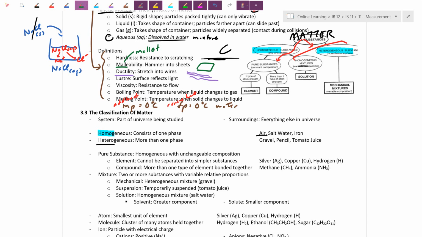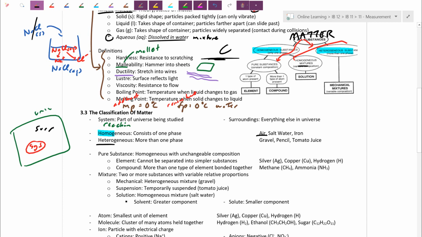The system for us in chemistry is going to be the reaction. It's going to be the particles that are actually colliding. That's the part we're actually studying. We take the whole universe and we just look at the system. Everything else around is going to be your surroundings. I don't really care about what's happening outwardly.